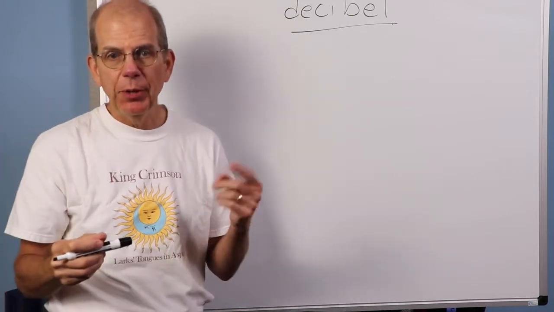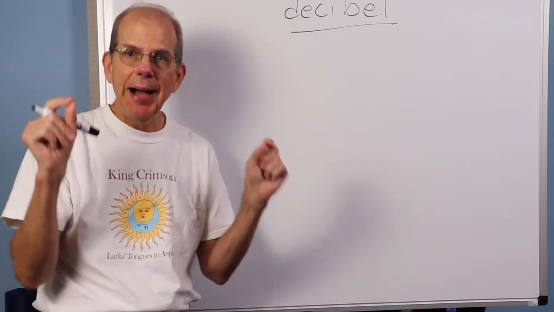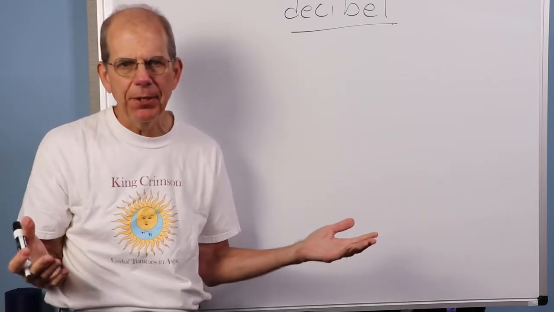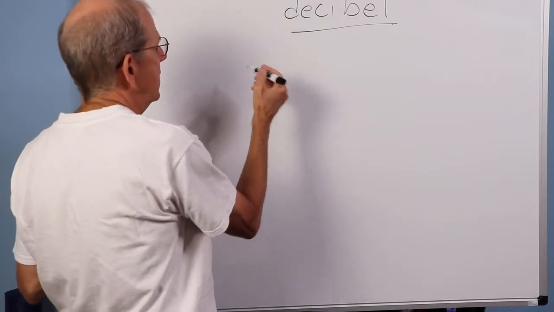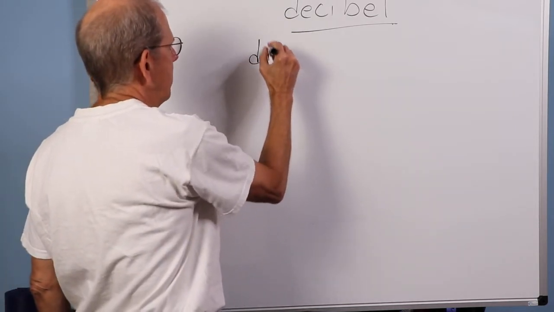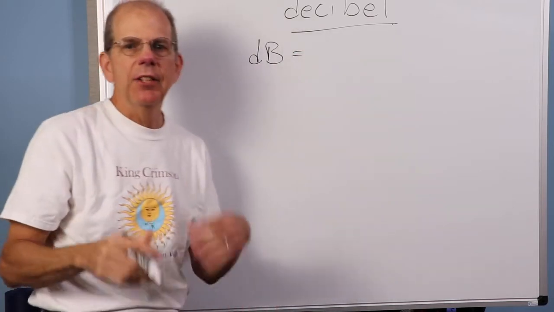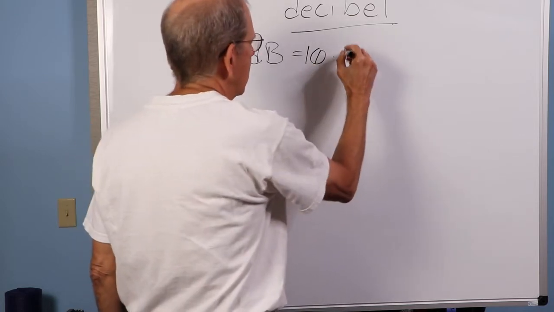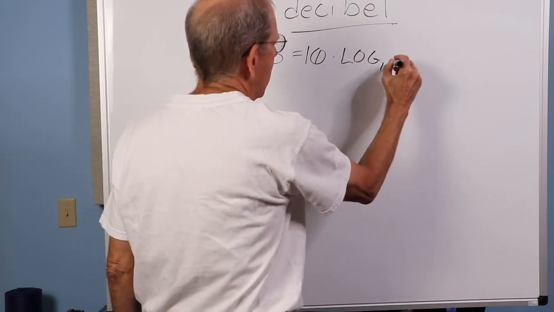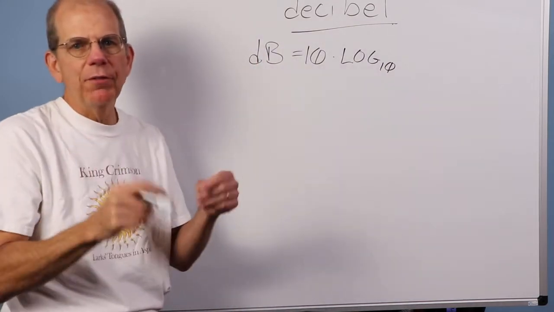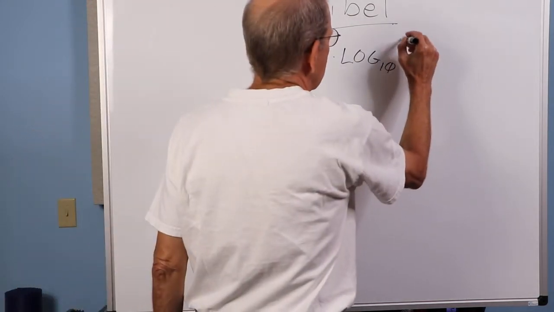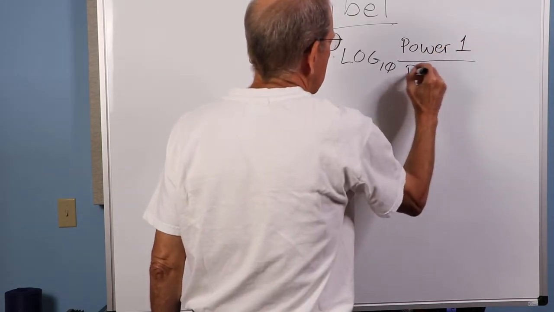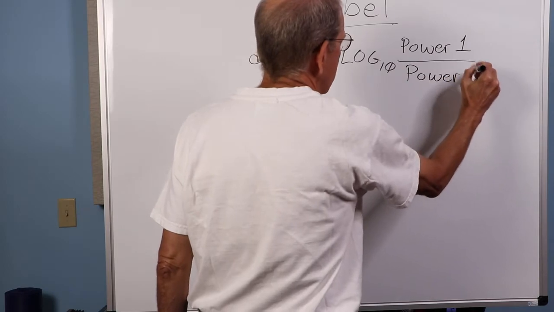Now, there's a couple different ways we can do a computation. If we're talking about powers, for example, the power out of an audio amplifier feeding a loudspeaker, what we would do is we would say the dB value is going to be 10 times, because that's the deci part, 10 times the log base 10 of the ratio of two powers. So I will say power 1 and power 2. Right, so it's a ratio of two things.